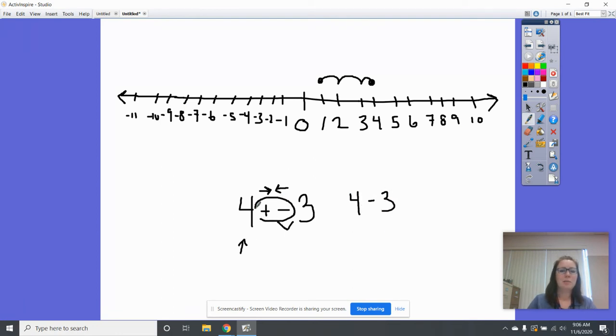Anytime you have a plus and a minus, or a plus and a negative, right next to each other, that's the same thing as just minus. Let me show you another example of what I mean by the plus and the minus right next to each other.